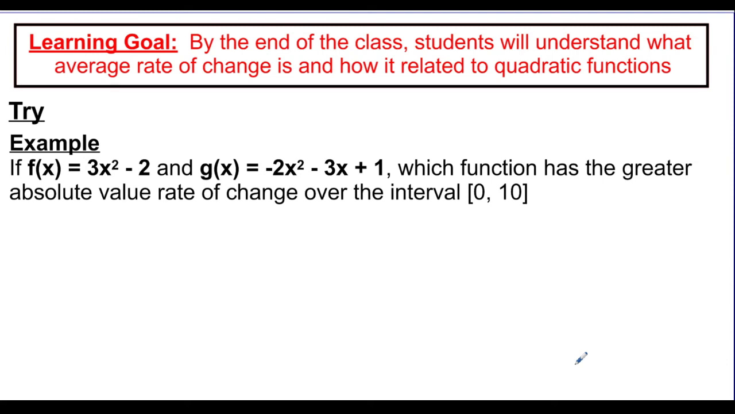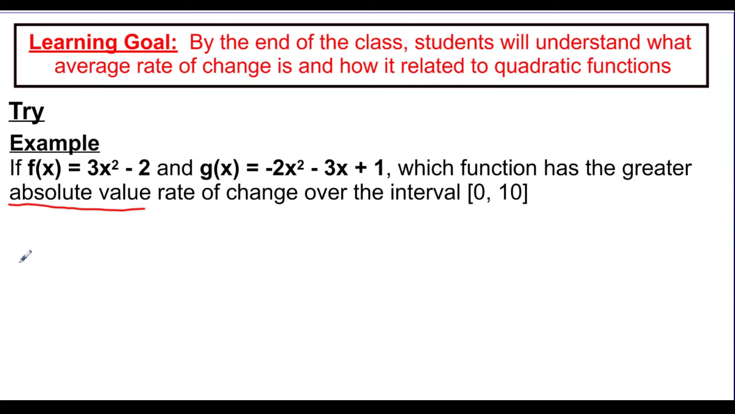So just so you can see one more problem with rate of change, we're going to say f of x is 3x squared minus 2 and g of x is 2x squared minus 3x plus 1. And again, I'm asking you which one has the greater, and I'm using this new phrase, absolute value rate of change, which is kind of getting at that idea that if I take the absolute value, I don't really care about the negatives. I'm just going to compare the numbers. Okay, so I'm going to do the same thing.